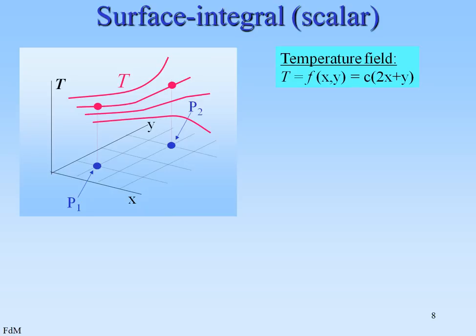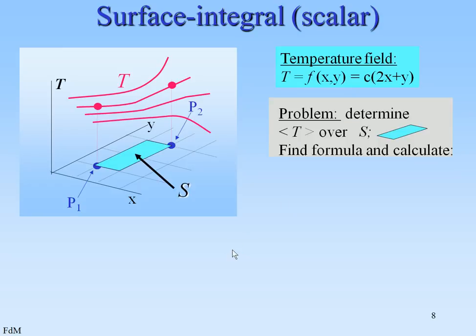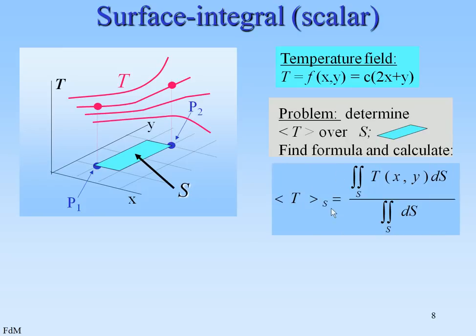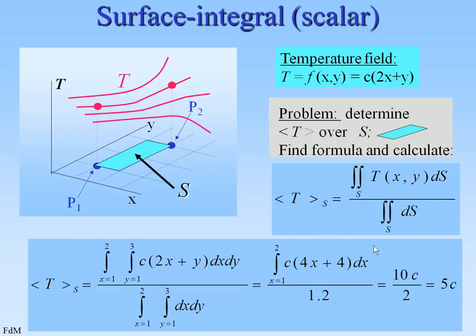Now the surface integral. Again the temperature field, C times 2x plus y. The problem is to determine the average temperature over a certain surface. Find the formula and calculate. Well, the formula is, of course, the integral of T over dS divided by the integral over the surface itself. And when we do that, we can perform the integration here, and the result is 5 times C.